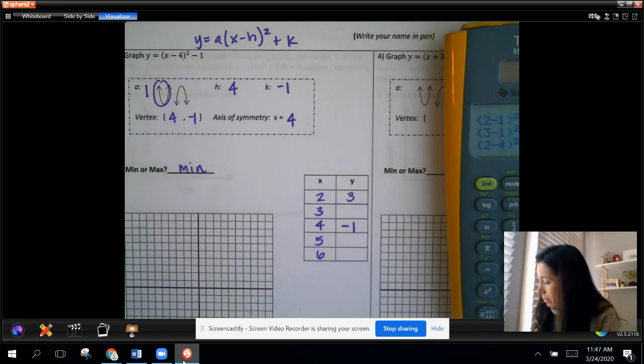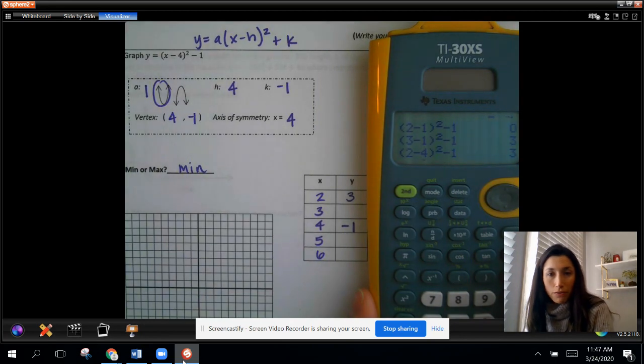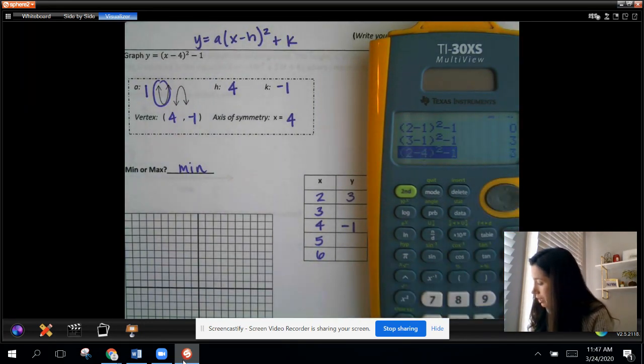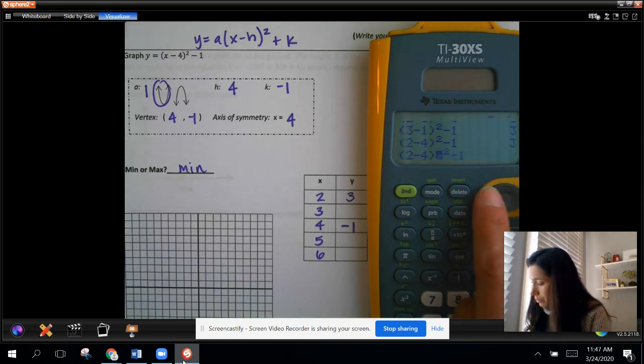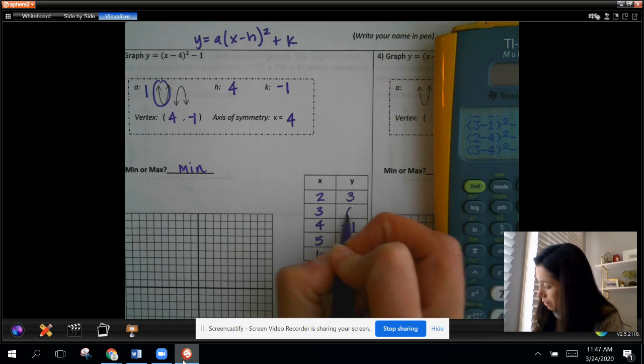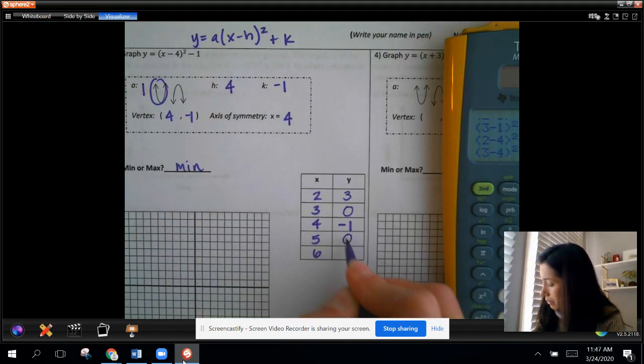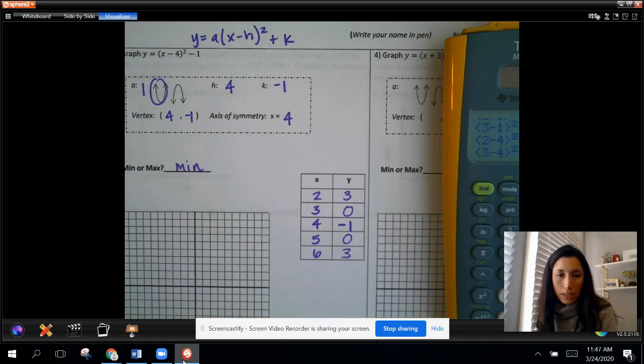So when I went back to plug it in, okay, now we have the correct numbers in our calculator: 2 minus 4 in parentheses squared minus 1. Now we can plug in a 3. So we have 3 minus 4 in parentheses squared, so we've got a 0 here. And then when we plug in 5, we got the 0 again, and then we got the 3. So now our graph is making sense.